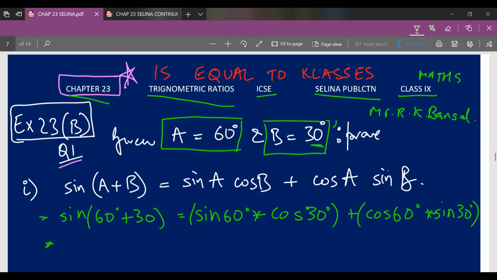Okay, so now what we have to do is we just have to replace or substitute the values wherever possible. Now we have already substituted the values, so we'll just calculate the statement that we have gotten. So sine (60 plus 30), that is 90. So sine 90 degree is equal to sine 60 degree.